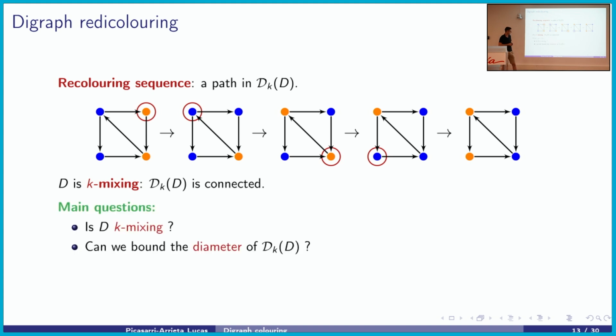And the main questions we consider on this topic are, first, given a digraph D, can we have a guarantee that it is k-mixing for some integer k? And secondly, if it is k-mixing, can we also find bounds on the diameter of the k-dicolouring graph? So we know that not only for any pair of dicolourings you have a recolouring sequence between them, but also that it must be short, it cannot be long.